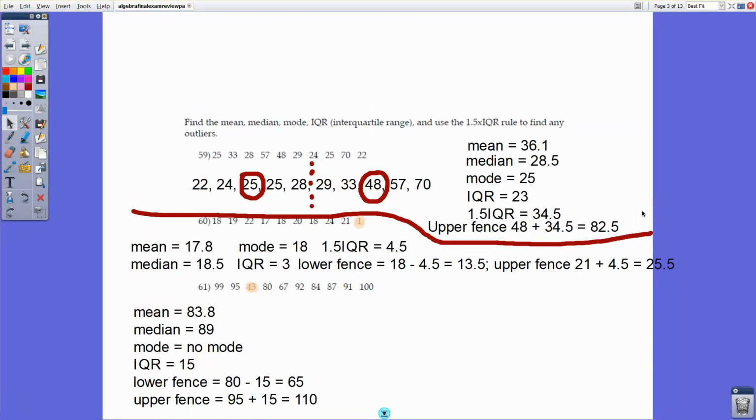And then also here with 60 and 61, you'll notice I highlighted the numbers that are outside of those fences, because that's what you would use to determine outliers in the first place. So in number 60, we had a lower fence of 13.5, which did affect one. 1 is less than 13.5, so this is an outlier. Anything higher than 25.5 would also be considered an outlier, but we don't have any of those in this particular data set. Here, 65 and 110 were our fences. 43 was below, so we say that that's an outlier.